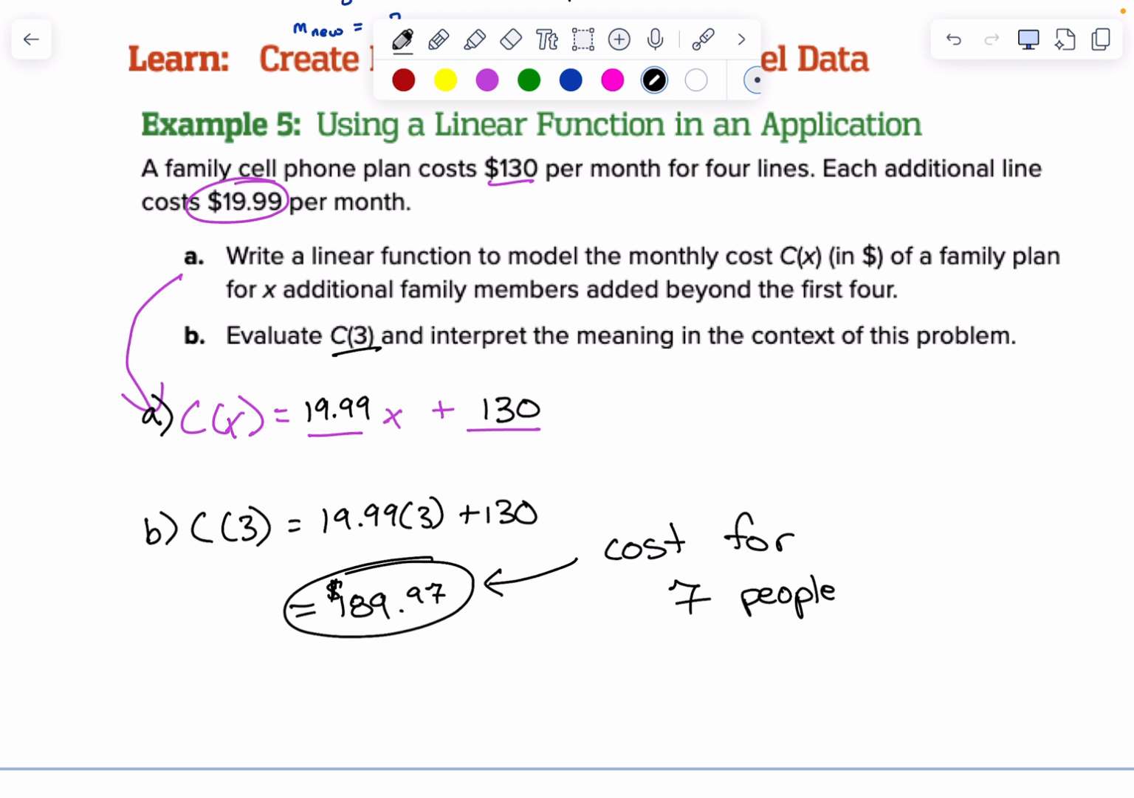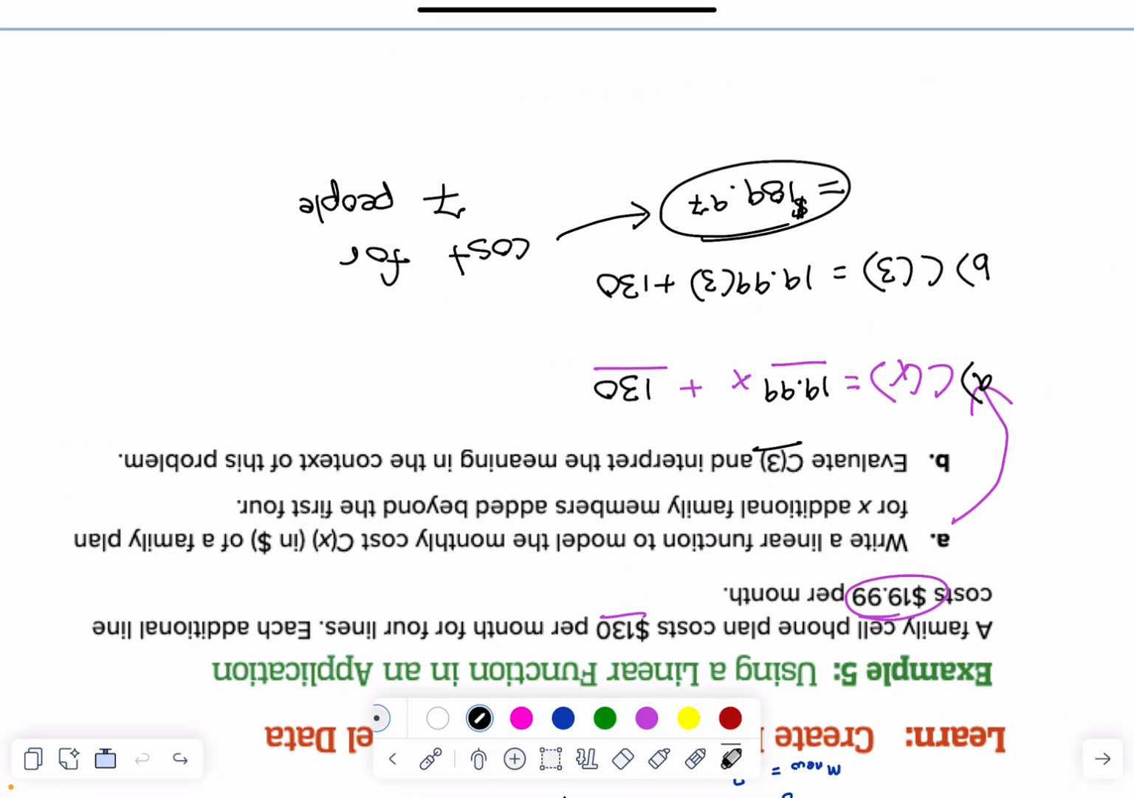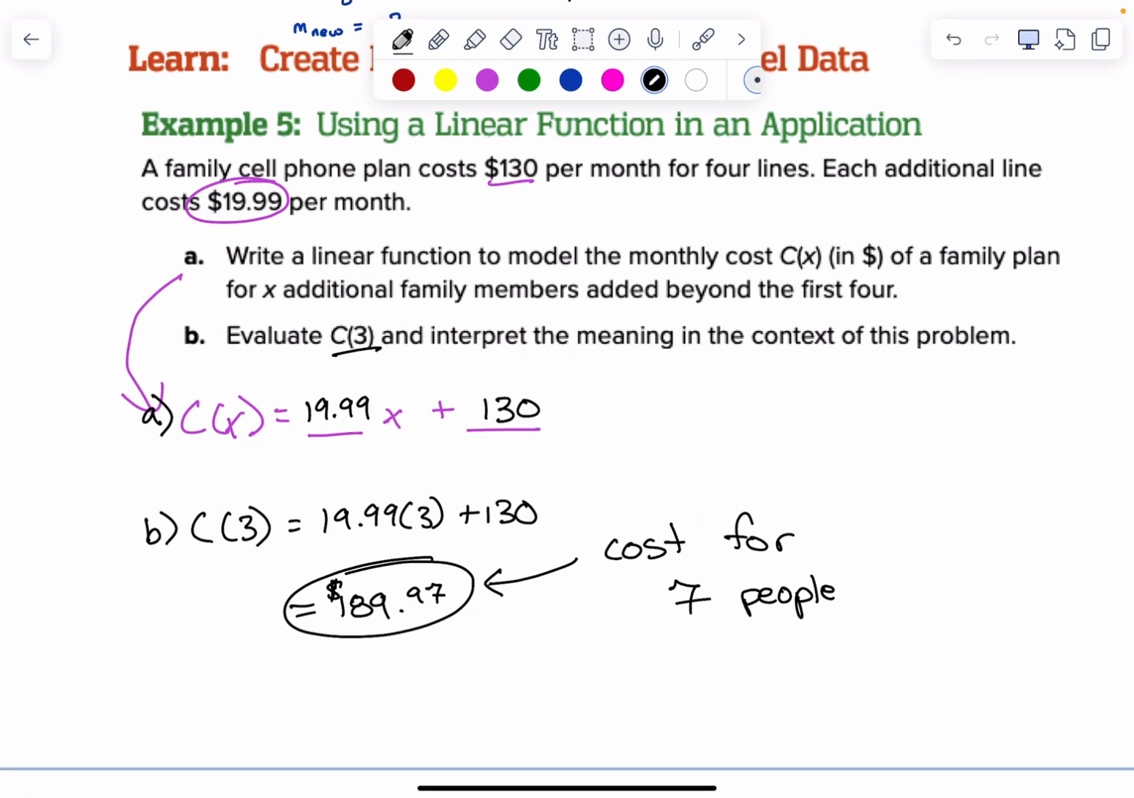All right, does that make sense? Why it's 7 and not 3? That's a tricky part. I bet you if that was a multiple choice question, they'd say cost for 3 people as an answer choice. That's what they always do. They're so mean. All right, there you go.